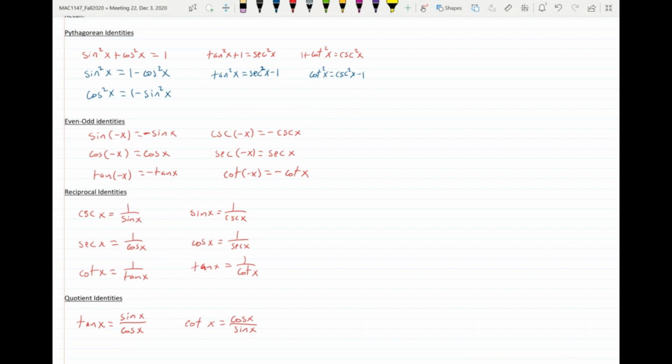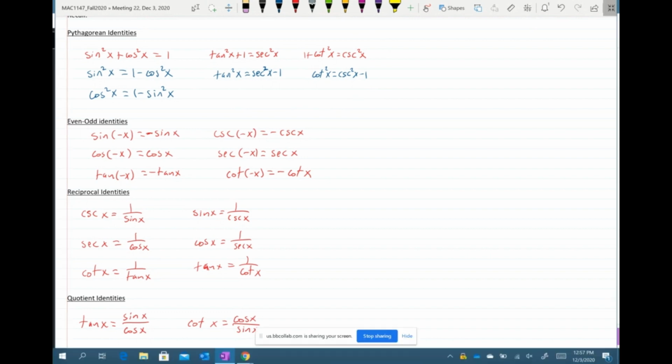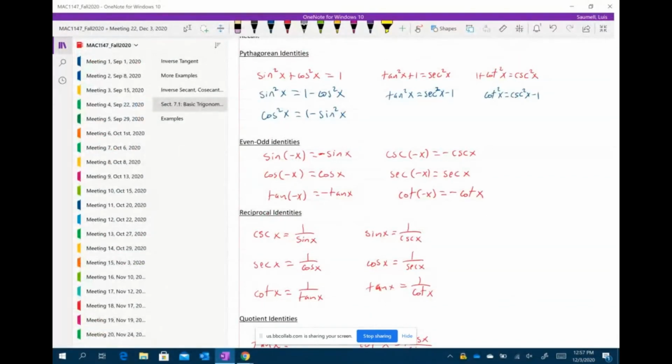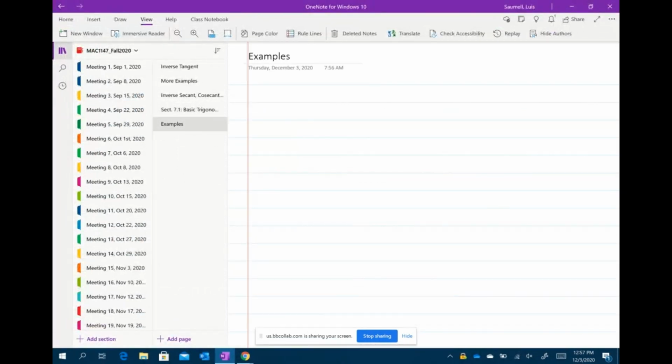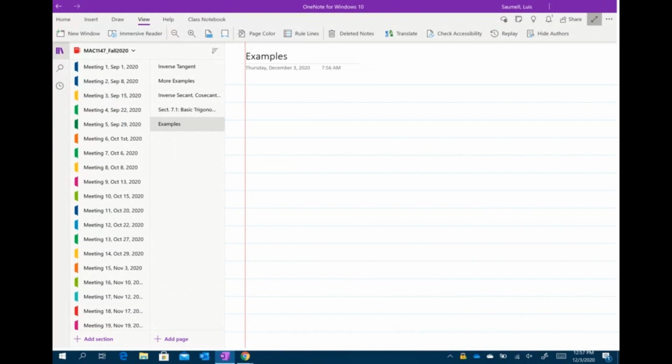All right, so now let's put this to use. Let's do some examples. How are we going to use this? We use this to verify identities. So what's an identity? An identity is an equation that's always true, okay? So let me show you this. To verify an identity, in other words, is to make sure that what we have is really an identity.